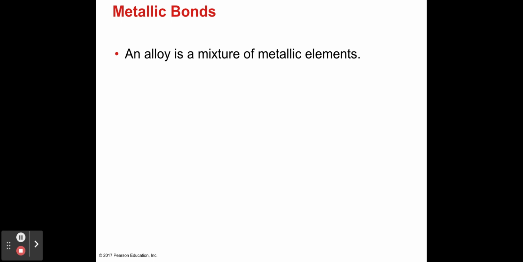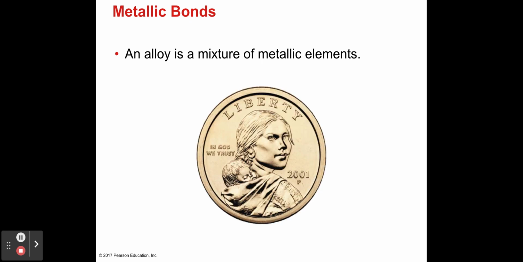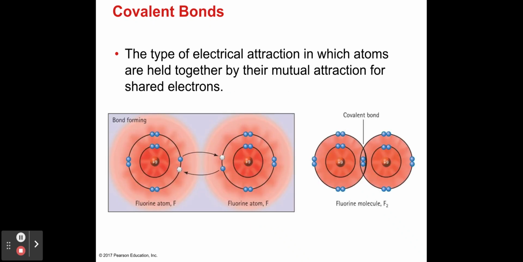For example, an alloy is a mixture of metallic elements. If you've ever heard about steel, bronze, brass, these are mixtures of metals. Okay, maybe with some few exceptions like steel, that is a mixture of iron and carbon. Okay, so if you look at this coin, these coins are mostly made up of alloys.